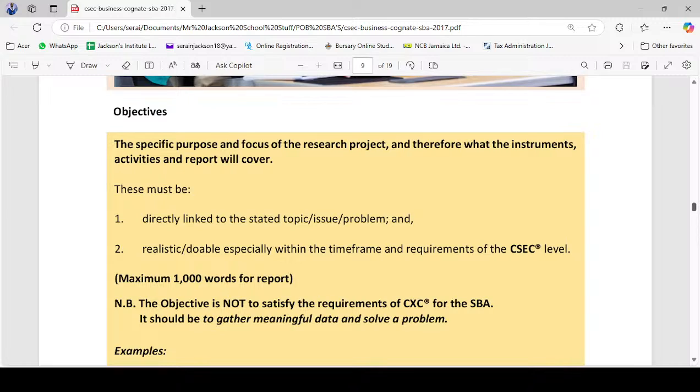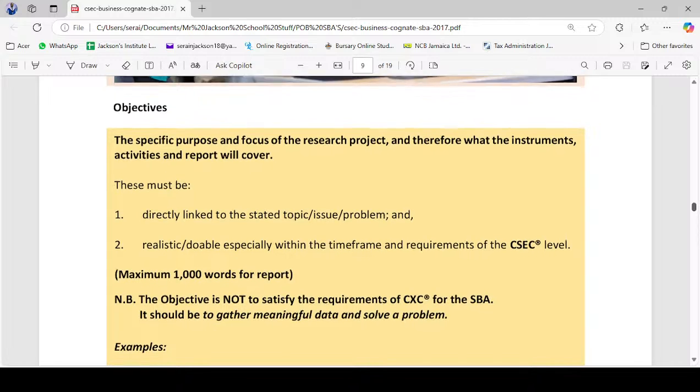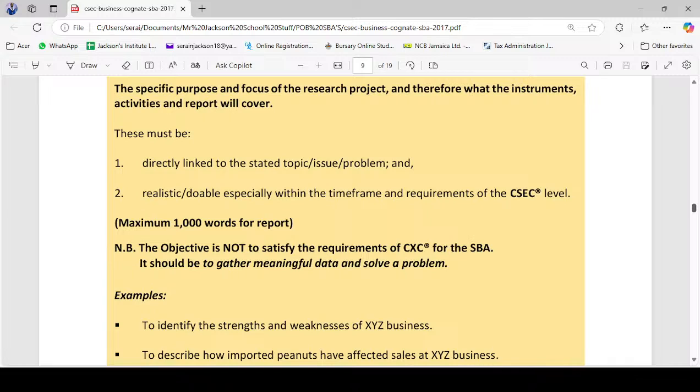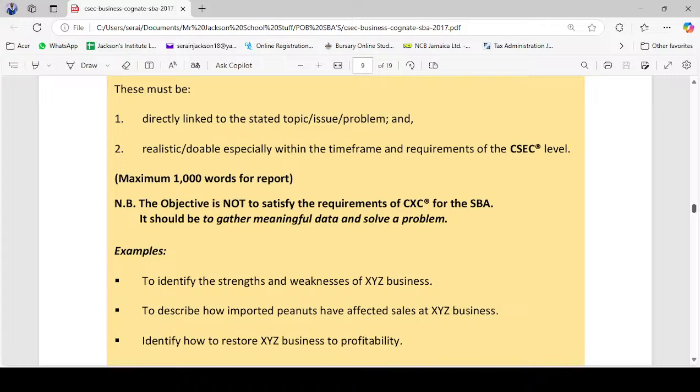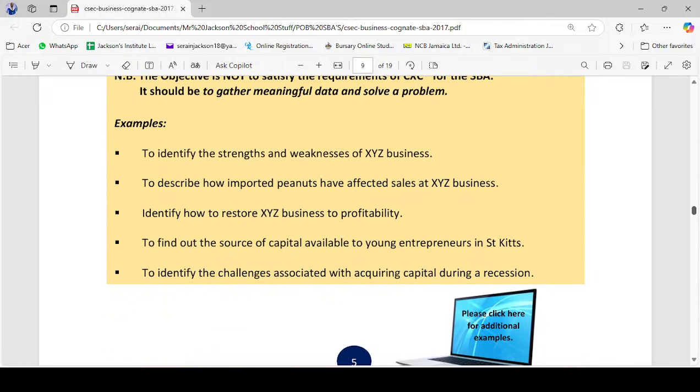So your objectives, right, obviously must be measurable, right? So it cannot be superficial. All right. You cannot have an objective that states that the objective is to satisfy the requirements of CSEC for the SBA, right? That cannot be an objective. It must be meaningful data and to solve a problem. So let's look at these objectives that we have here.